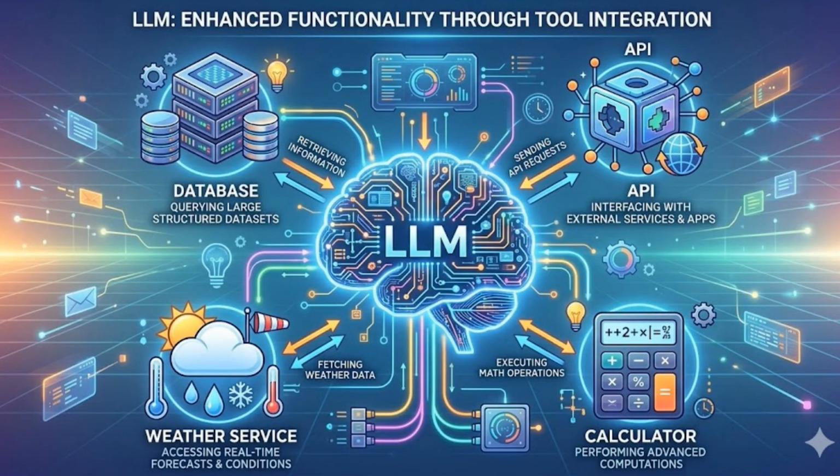To solve these problems, modern AI systems allow language models to use tools. A tool might be a database query, an external API, a search engine, a calculator, or another software system. Instead of answering directly, the model can call a tool to obtain the correct information.